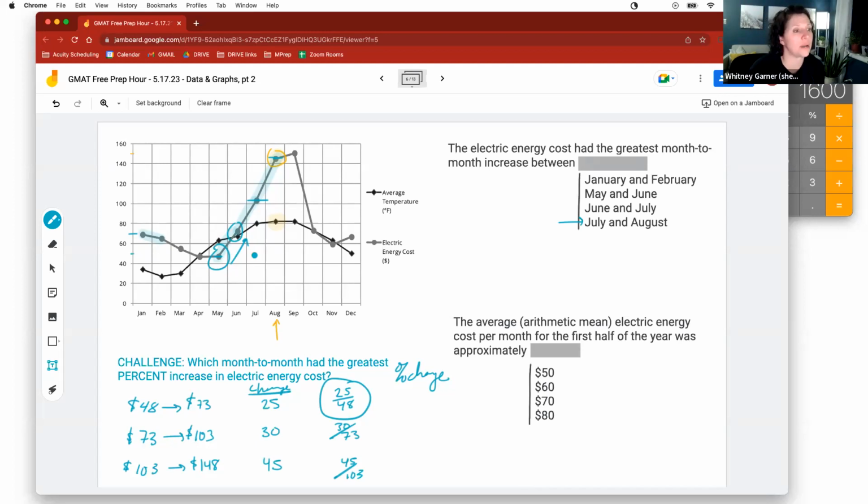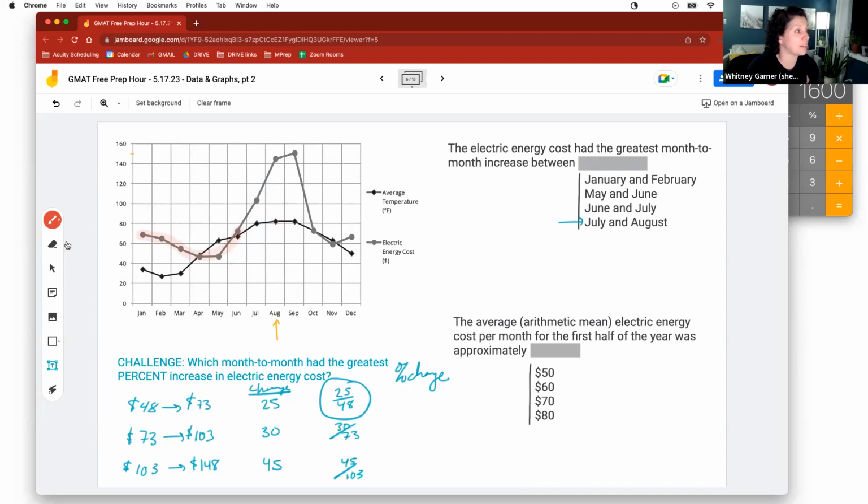For the second question, the average electric energy cost per month. So now we're still on the same dots. Generally speaking, you will not use all the information given to you on a table or a graph or an MSR. So the average electric energy cost per month for the first half of the year, so let me clear off this. We got dots, so that would be the first 1, 2, 3, 4, 5, 6 months.